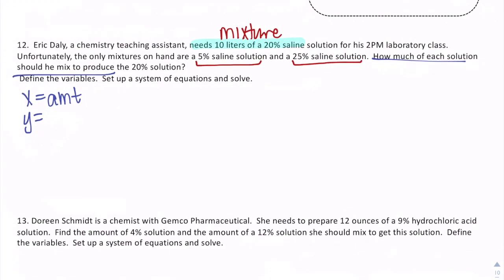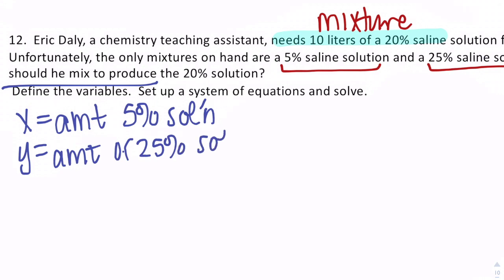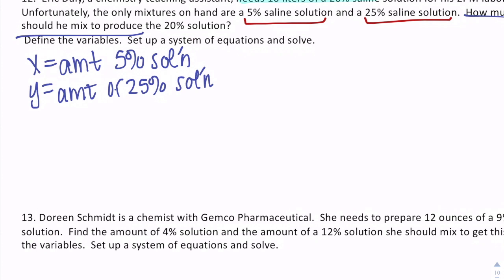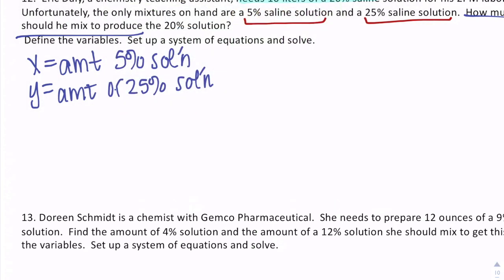So let's call the first one the amount of 5% solution, you're going to see me abbreviate it like that, okay? And the amount of our other solution, 25%. Now we know if we mix a 5% and a 25%, we're going to get something in the middle. We very well could get 20%, but we have to be careful with how much we actually mix to make sure we get exactly 20% like we want, which is why we're doing this problem.